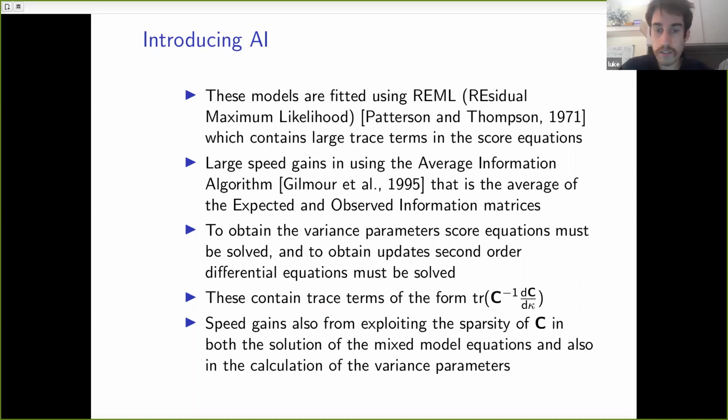These updating equations involve terms of this form: the trace of the inverse of C multiplied by the derivative of C with respect to the parameter that you're trying to find updates for. This is a particularly useful property in the case where C is sparse, which it is in the majority of cases of interest. At any rate, when C is dense, the problems have much simpler solutions and they fall into the same code anyway, so it's fine. But yes, this is a particularly useful property, and I'll get onto that in due course.